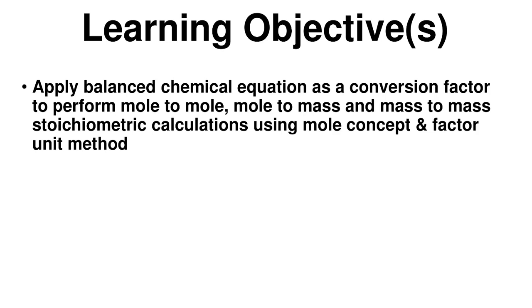At the end of this class, we'll be able to apply a balanced chemical equation as a conversion factor to perform mole to mole, mole to mass, and mass to mass stoichiometric calculations using the mole concept and the factor unit method, the factor label method, which we otherwise call, of course, I've told you this a lot, dimensional analysis. That's basically what we're doing here.